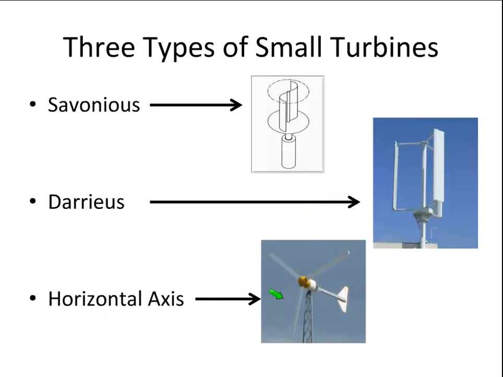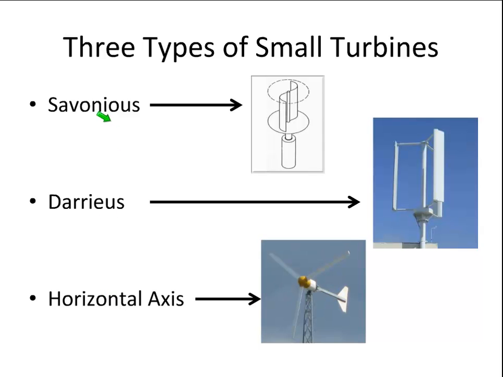There are three different types of turbines predominantly, and they are going to have different efficiencies because they have different designs. Now, turbines look many, many different ways, but we can really bring all of them back to these three general types.